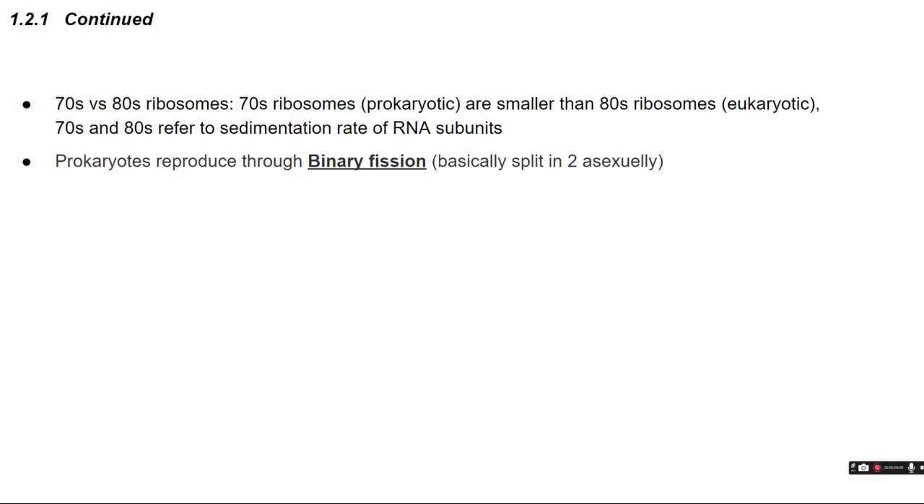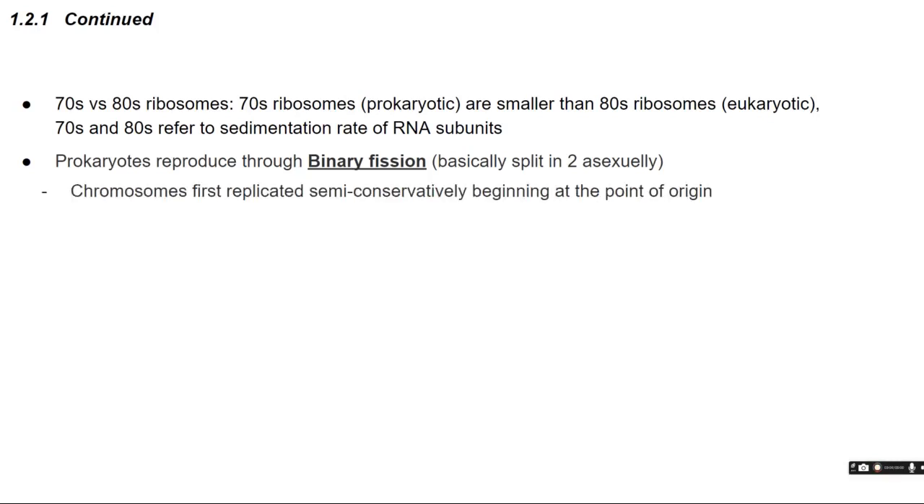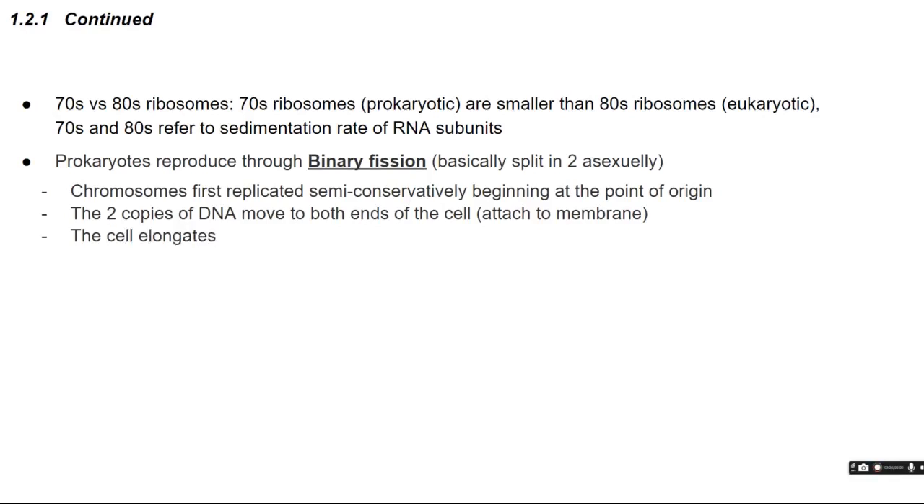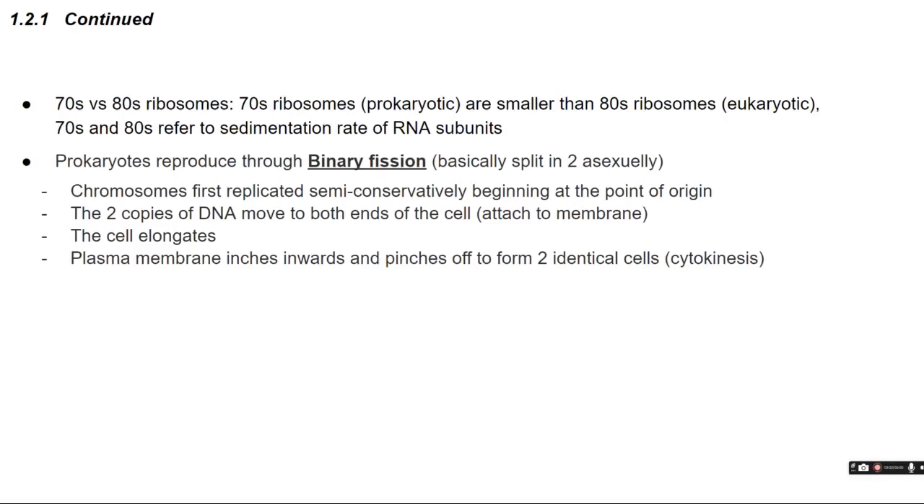And then we have prokaryotes reproducing through binary fission, which is basically they split into two daughter cells asexually. The process first starts when chromosomes are replicated semi-conservatively in the beginning, at the point of origin. So you're going to have to use these words when you describe it on the test: semi-conservatively. And the second part is that the two copies of the DNA move to both ends of the cell and attach to the membrane. The cell then elongates, and finally cytokinesis occurs, in which the plasma membrane inches inward and two daughter cells are formed.